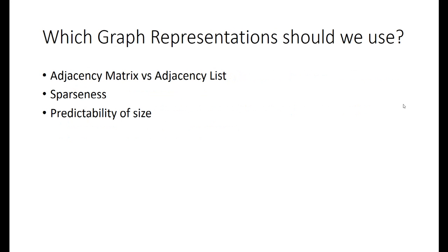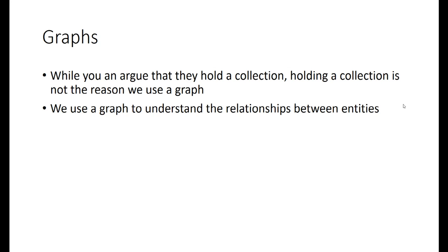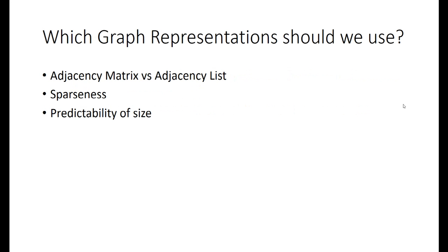How about graphs? We spent the last third of the course on graphs. So let's talk about that a little bit. You could argue that a graph holds a collection and therefore it's just another data type. But holding a collection is not the real reason that we use a graph. We use a graph to understand the relationship between entities. Okay? Given that, which graph representation should we use?